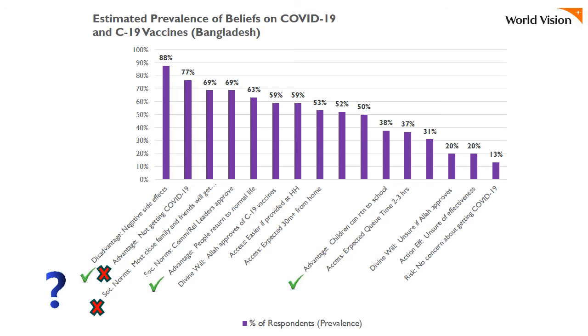However, of those checked in green, none were found to be associated with accepting the vaccine in Bangladesh. They are most likely not driving acceptance. And of those rejected ones with a red X, not getting COVID-19 was an important driver, and believing that most of my close family and friends will get the vaccine was also highly associated with being an acceptor, that is, an intended doer.